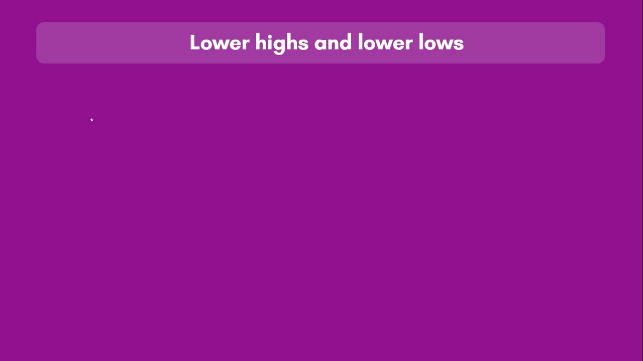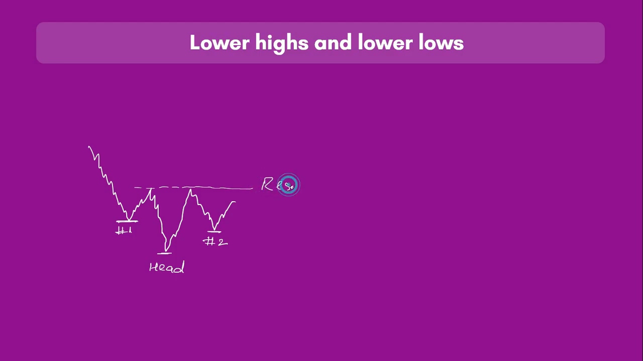Say the stock is going down like this, coming up, going down again, coming up, and then going down again and trying to come up. So here you can see that the first low is your shoulder 1, the third low is your shoulder 2, and in between is your head. So this is an inverted head and shoulder, and the line joining these two shoulders is your resistance line. This is your resistance, also called the neckline.